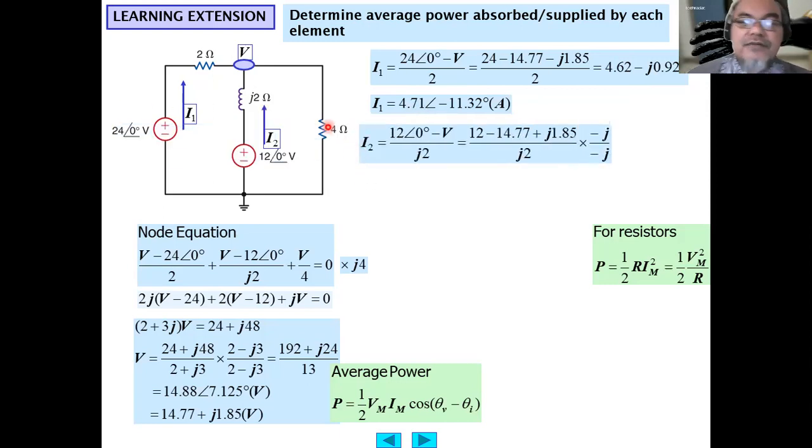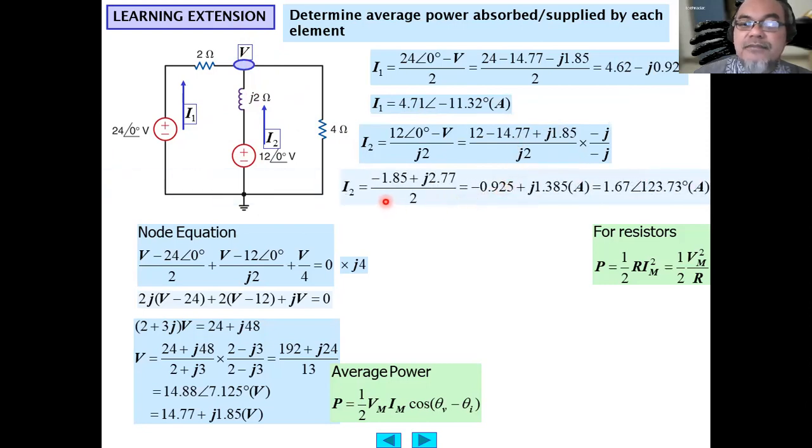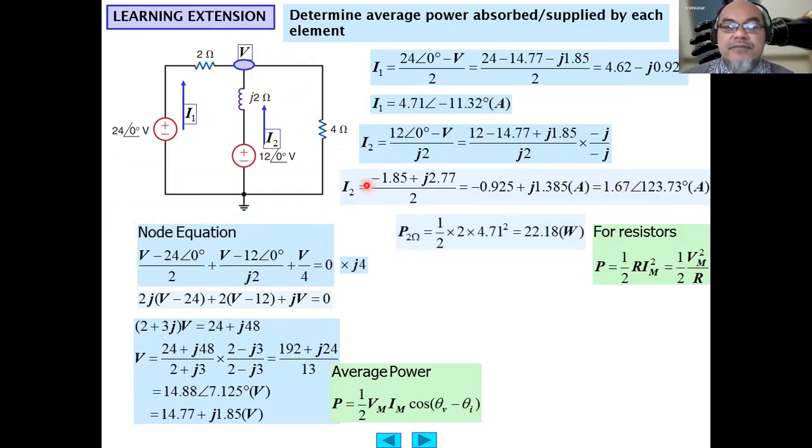What about I2? I2 can be calculated using this. If I2 is directed upward, using this voltage minus this node voltage divided by j2. So we obtain I2 equals minus 0.925 plus j1.385 ampere, or in phasor format 1.67 with phase angle 123.73 degrees ampere.